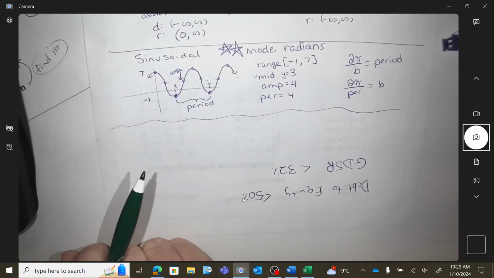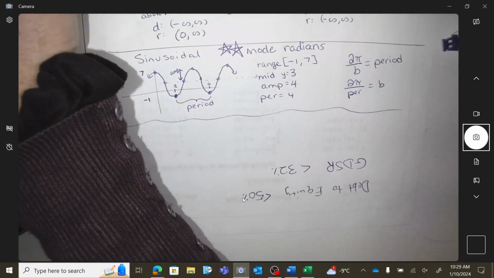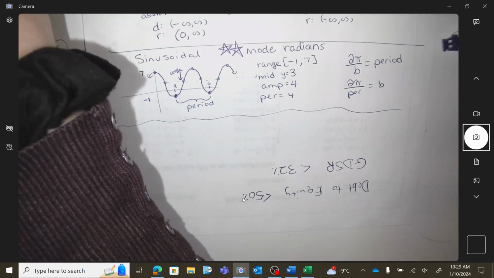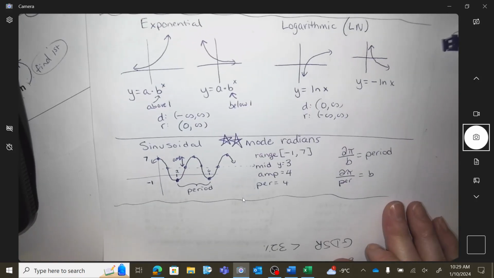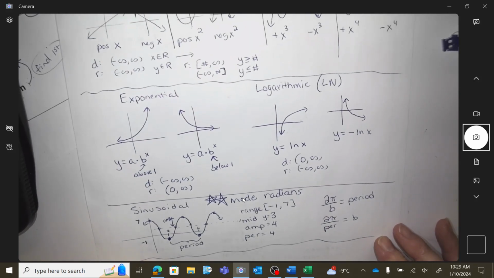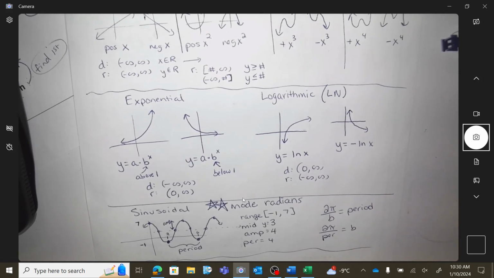Okay. I think that could be most of the cheat sheet stuff. Okay, how does that feel with putting that stuff on there? I think that's most of the stuff we've covered, right? Polynomials, exponent logs, sinusoidal.